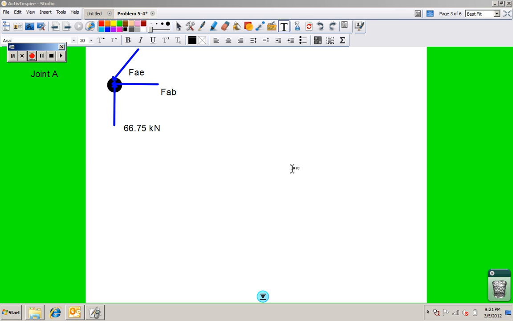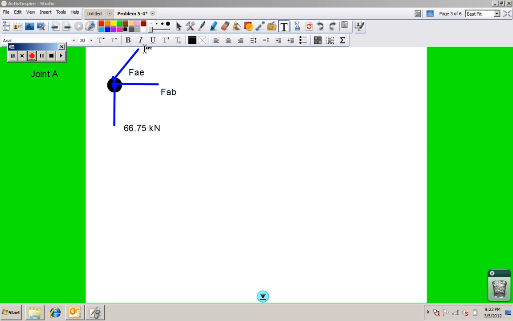Alright, so now I've gone ahead and moved to joint A. I've made a little diagram here of what joint A will look like. This is the reaction force, RAY, and we know it's going in a positive y direction. So since it's going in a positive y direction, FAE is the only other member that would have a y component in it. So it's got to counterbalance that.